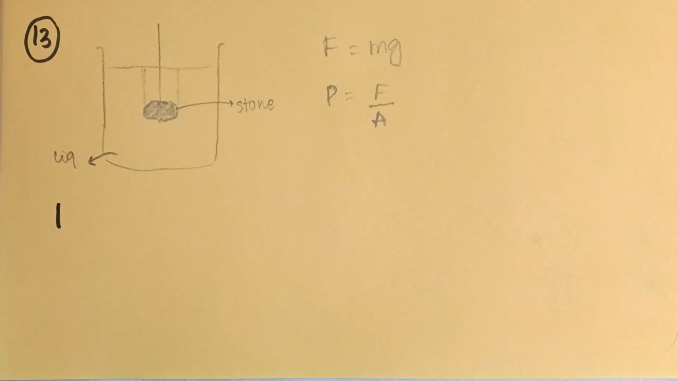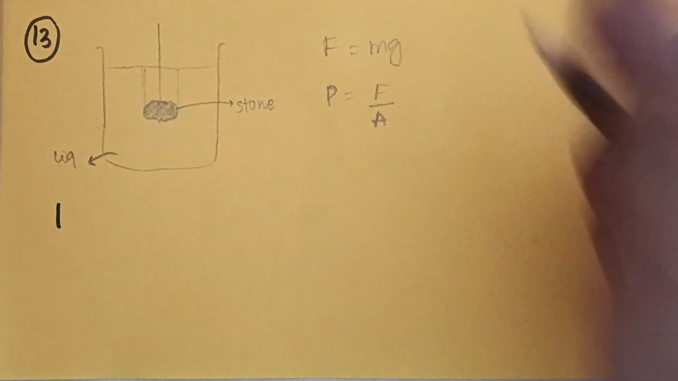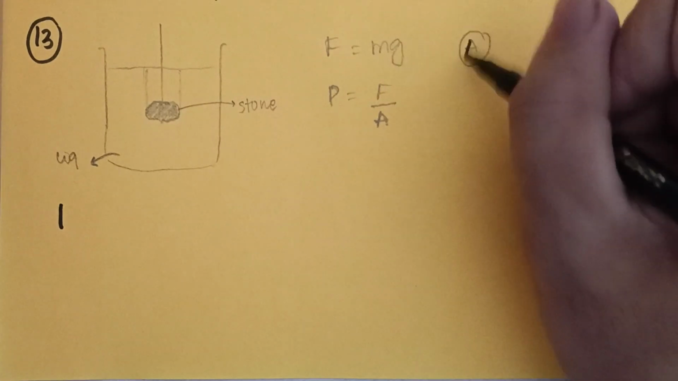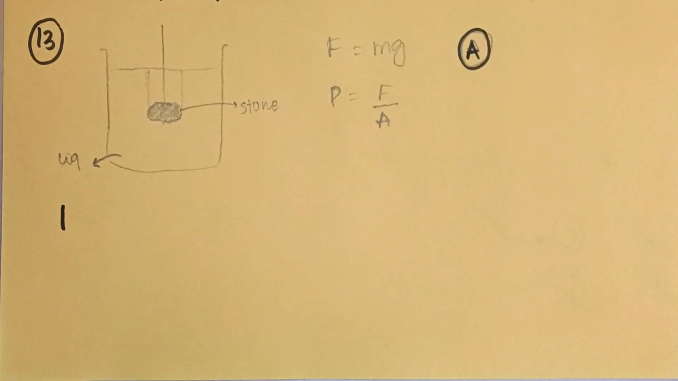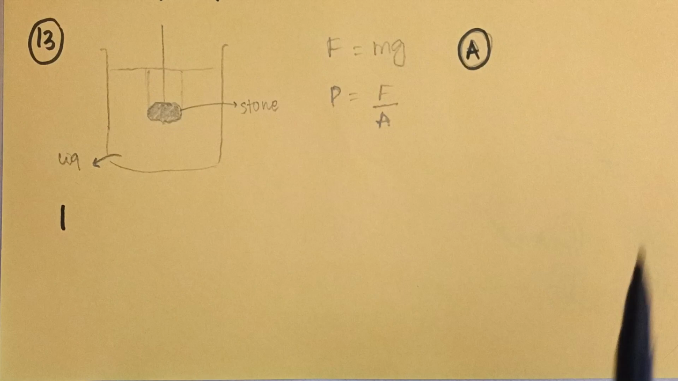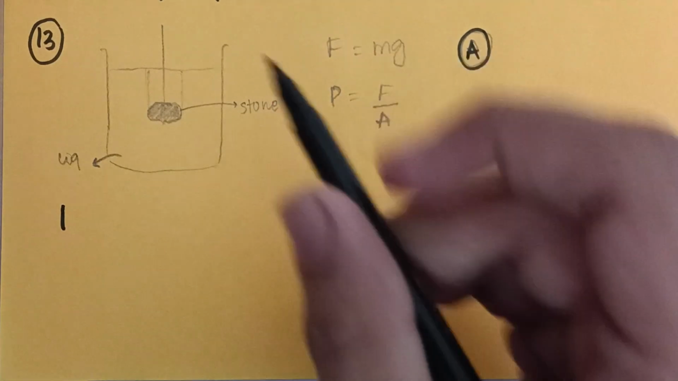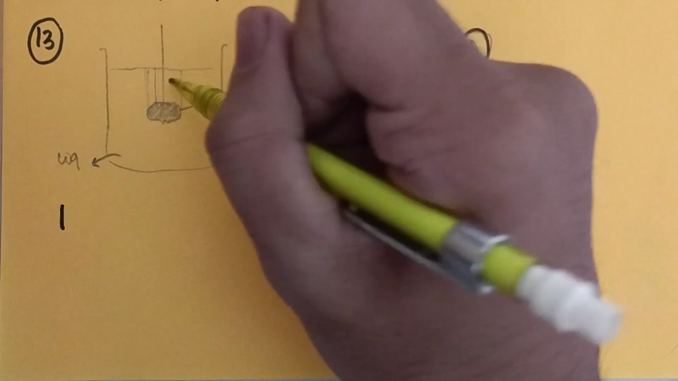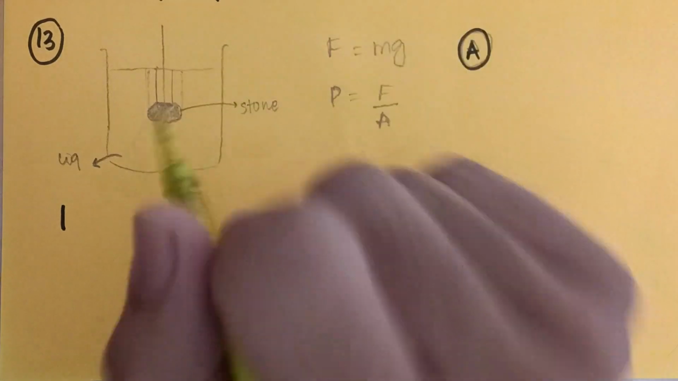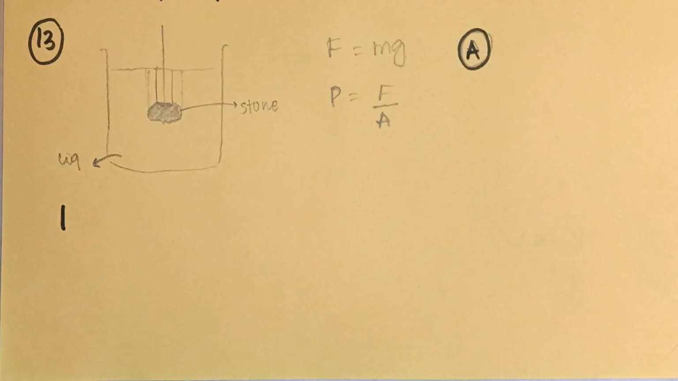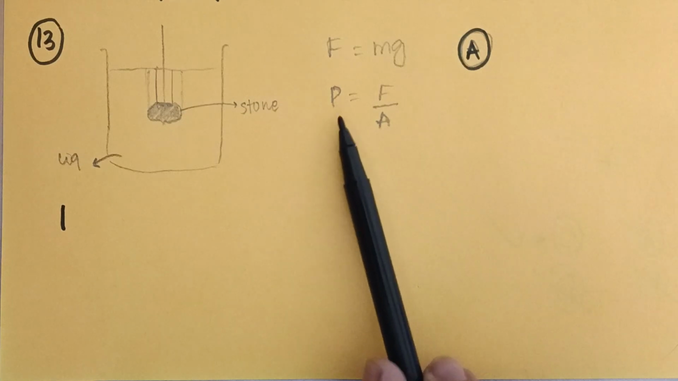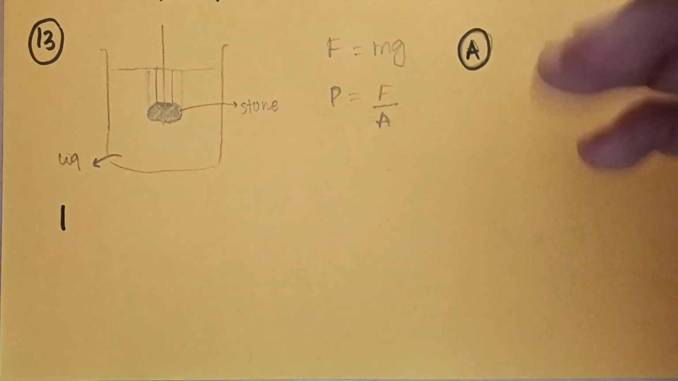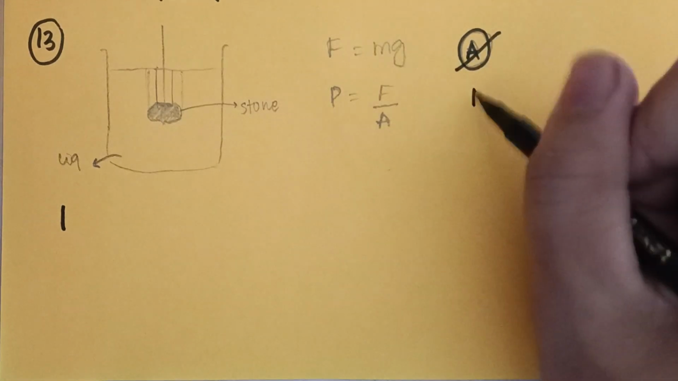Now let's think about the options. We have to tell which option would increase the pressure on the stone. Option A says decreasing the surface area of the stone. Let's think about what happens when we decrease the surface area. The total water column on the stone will be reduced. The volume of water over the stone will reduce. Maybe it will become this much as the stone's surface area is decreased. The total pressure will remain the same because F will decrease and also A will decrease. So this is wrong because the pressure will remain the same.